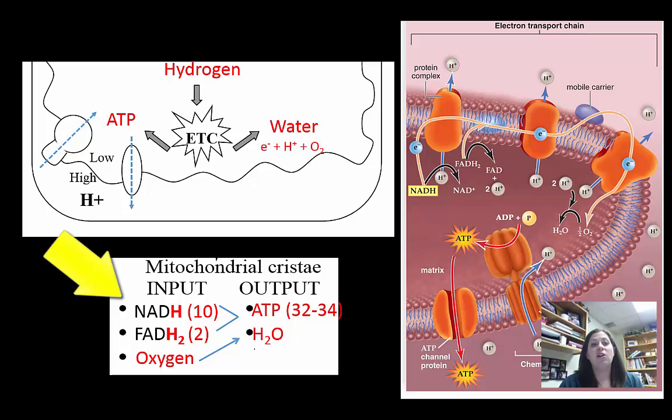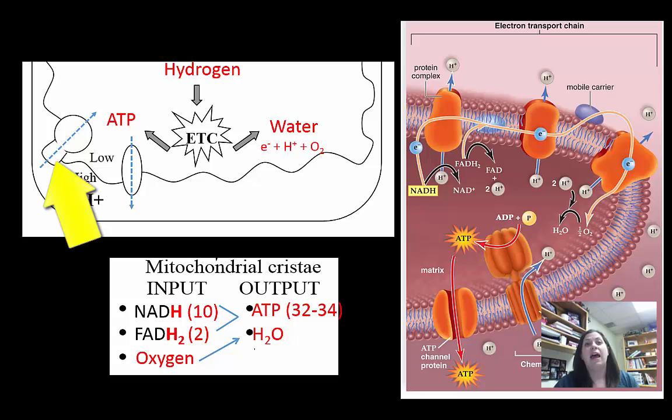Okay, they are then going to go through the electron transport chain. As they do this, they are going to move these hydrogens to one side where we're going to force them into a high concentration. They're going to then want to go through this enzyme here, which is ATP synthase. As they do this, ATP synthase, of course, is going to make ATP, 32 to 34 ATP.